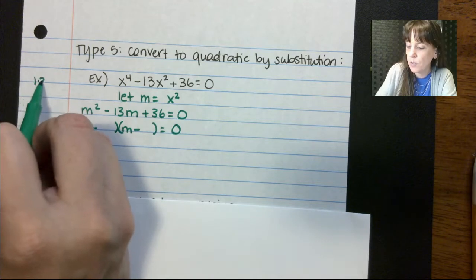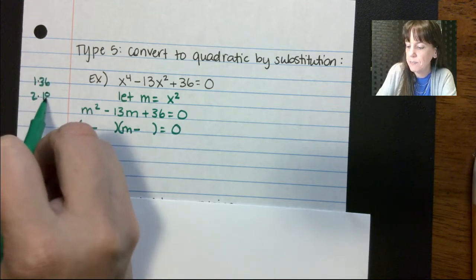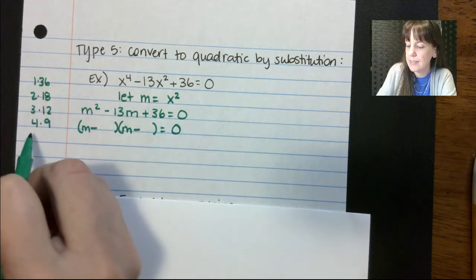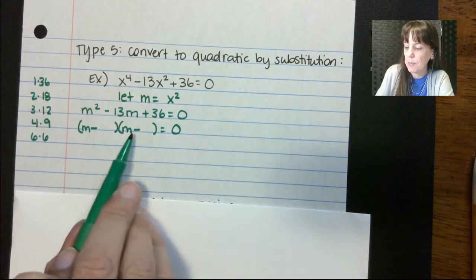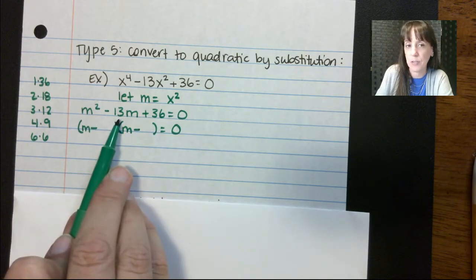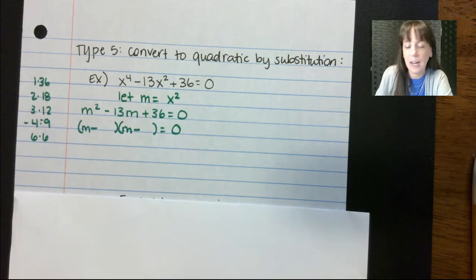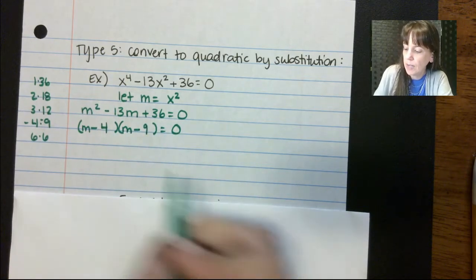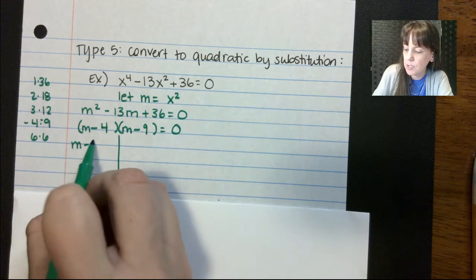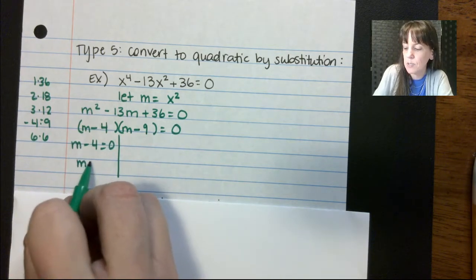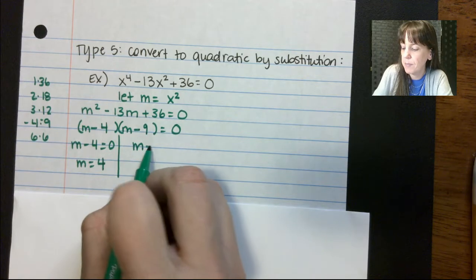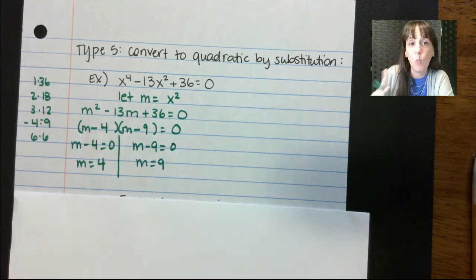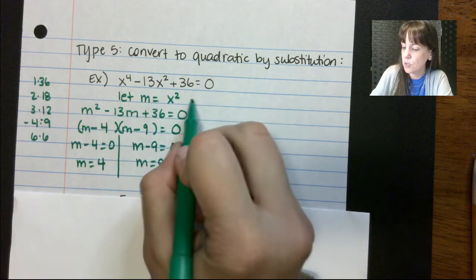Factors of 36: 1 and 36, 2 and 18, 3 and 12, 4 and 9, 6 and 6. I need a negative negative that gives me negative 13. Well, if I do negative 4, negative 9, that adds up to negative 13. So that means, using our zero product property, m minus 4 equals 0 and m minus 9 equals 0. So m equals 4 and m equals 9. But wait, remember, m equals x squared.